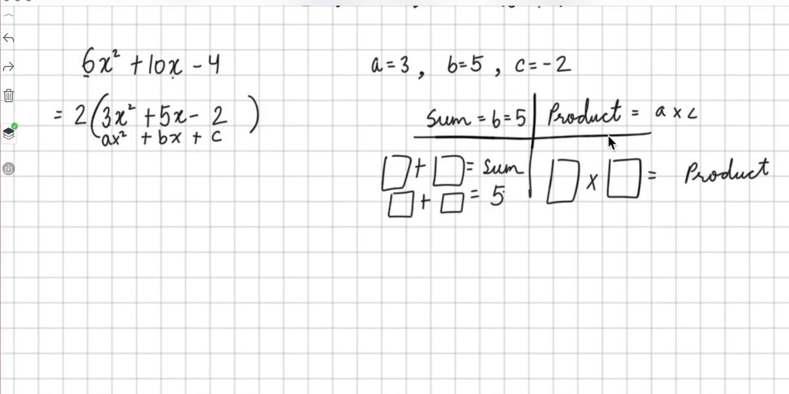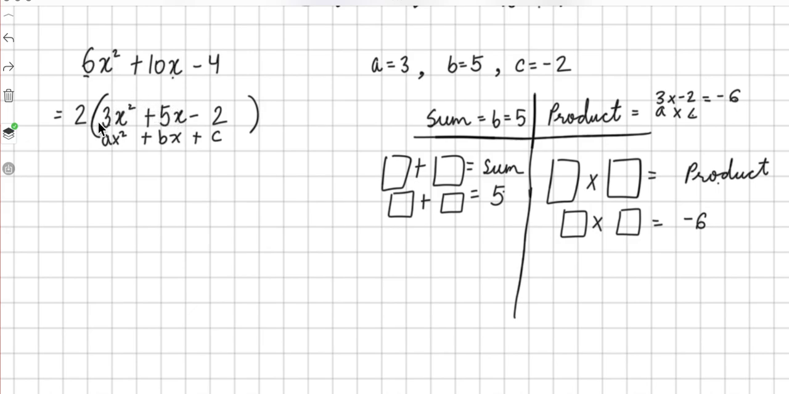Next up, the product will be a times c. A is 3, c is negative 2. Now positive 3 times negative 2, that's negative 6 here. So the product is negative 6. So we are looking for two numbers that, when we multiply them, give us negative 6. We have to find first of all the two numbers that multiply to negative 6 and add up to 5 here, so that we can split this middle term into two terms.